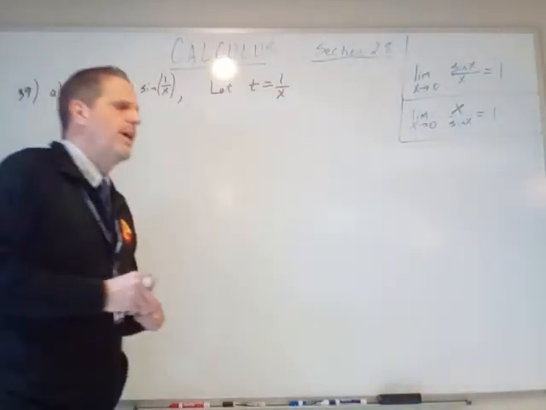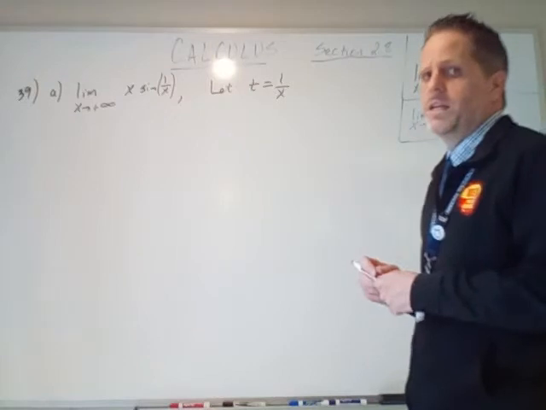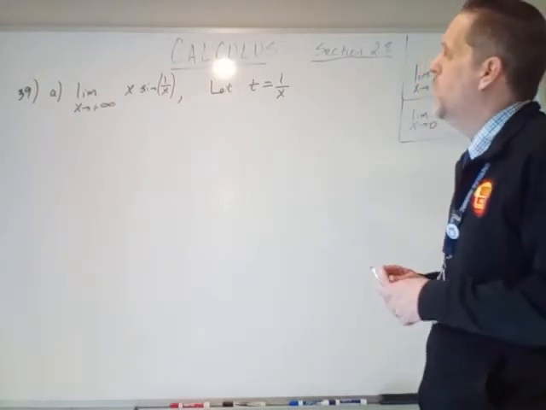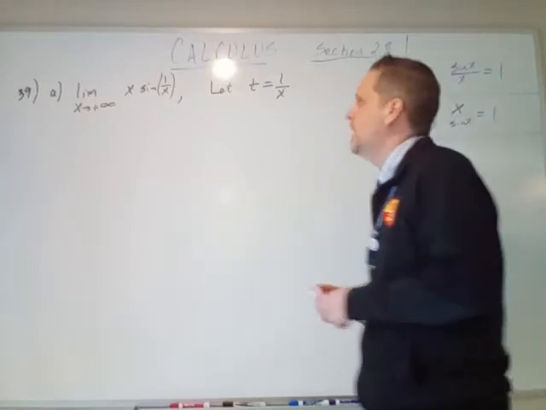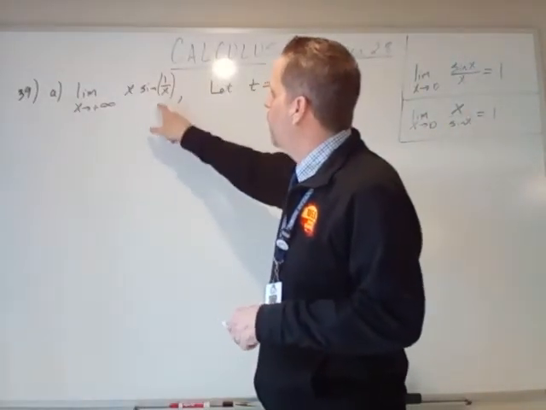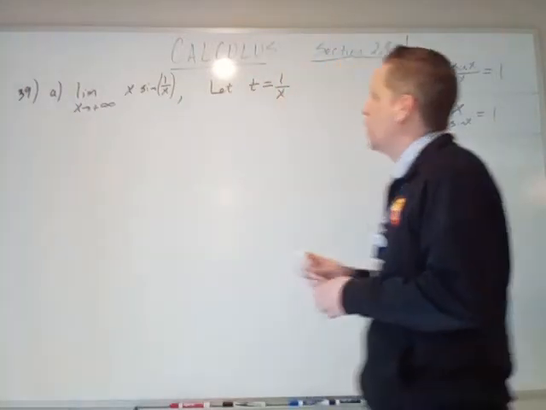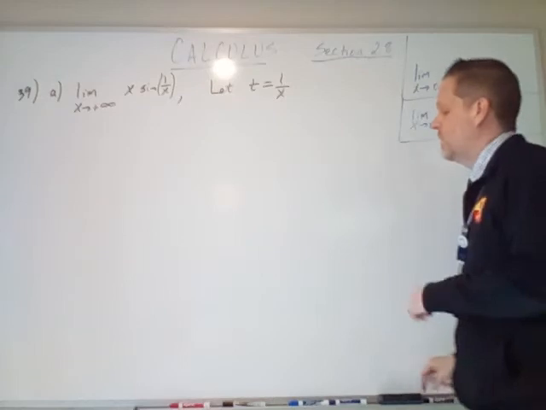All right, let's try to evaluate another limit. This one is a little bit more formal in its computation. We've got the limit as x approaches positive infinity of x times the sine of 1 over x, and we're given a let statement which formalizes the problem.